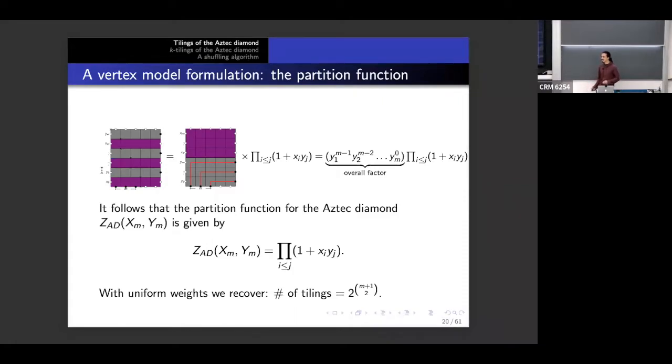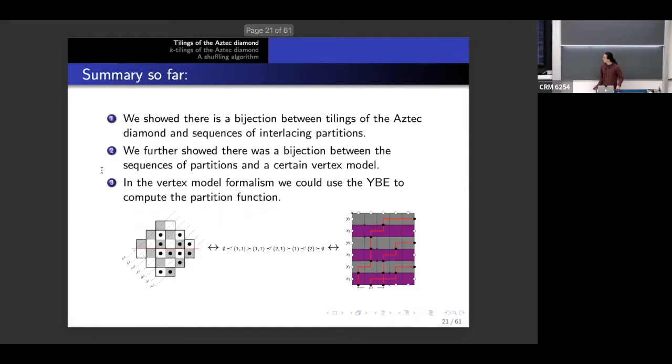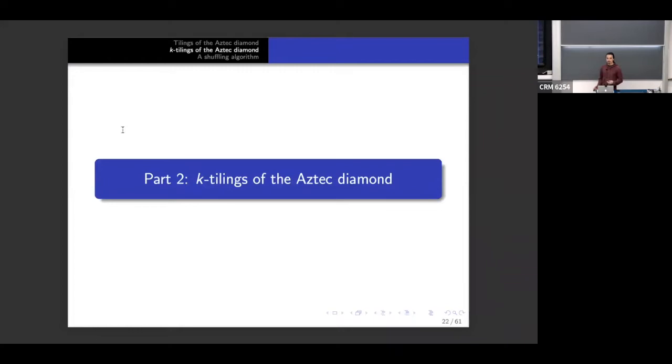Super nice. Yeah. So it's formulated slightly different, but just to recap this bit, we have a bijection between tilings and interlacing partitions, which we use to get a bijection with the vertex model. And then in the vertex model language, we can compute the partition function easily. So now we're going to try to redo this exact story, except with a more complicated model, this time the K-tiling. So let's talk about the K-tilings of the Aztec diamond.